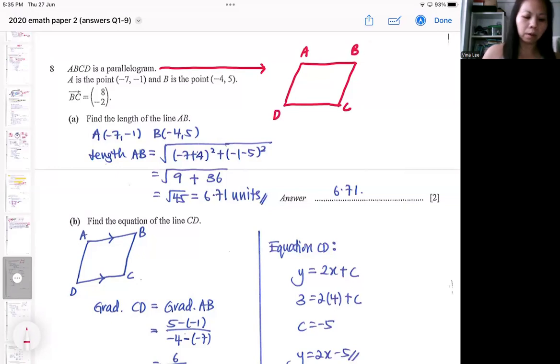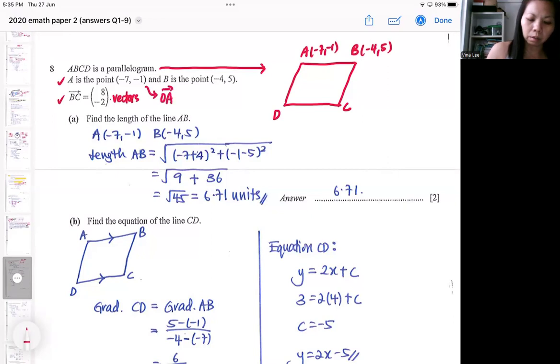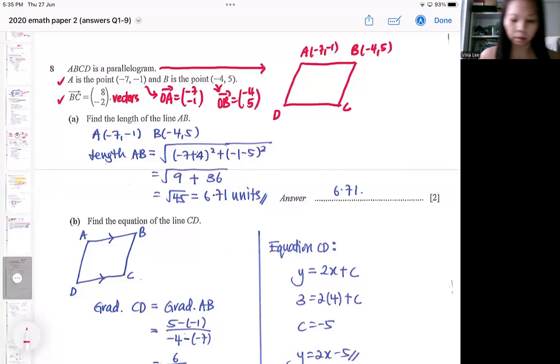Okay, and if I look at the information here, there is a coordinate in the information. There are also vectors in the information. I will convert the coordinate to position vectors. So if I see that there's a mix of vectors and coordinates, then I will change it to position vectors.